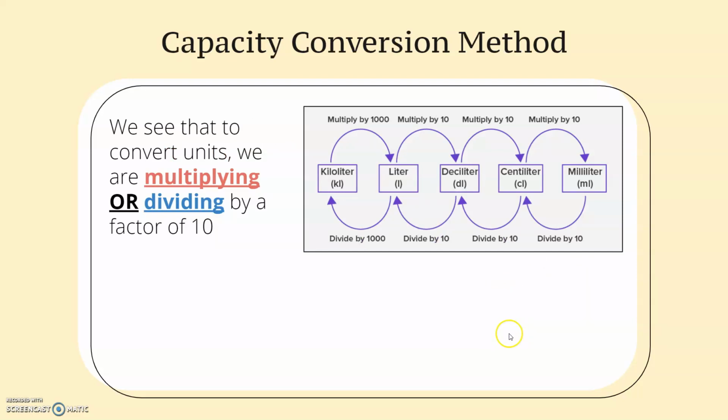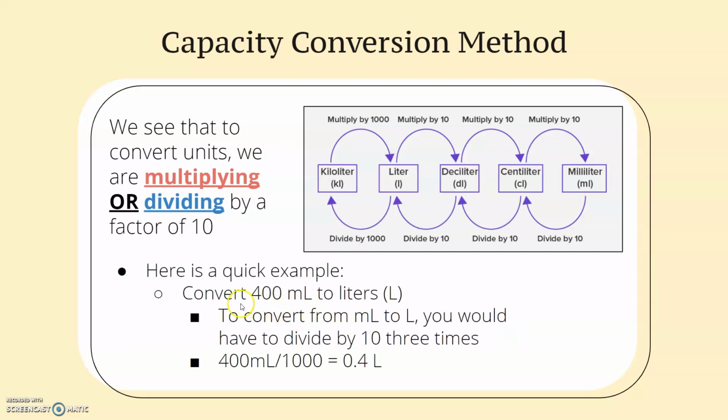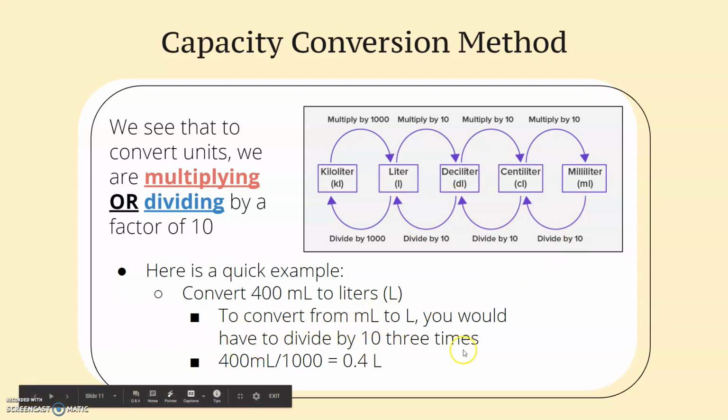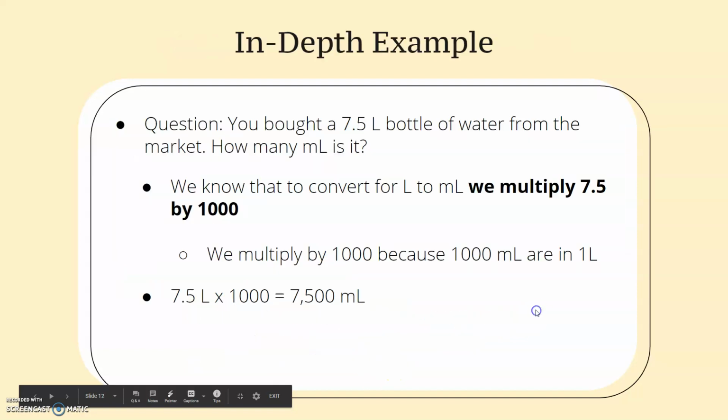Here's a quick example. The question is, convert 400 milliliters to liters. We saw that to go from milliliters to liters, you divide by 10 three times, or you divide by 1,000. So 400 milliliters divided by 1,000 equals 0.4 liters. Make sure to change your units when you do conversion.